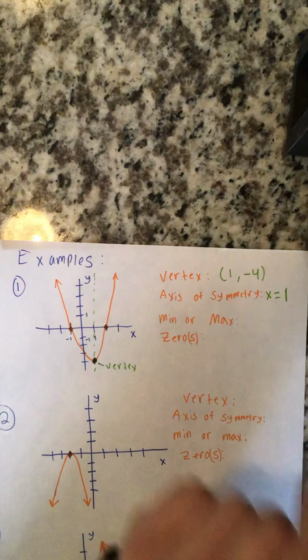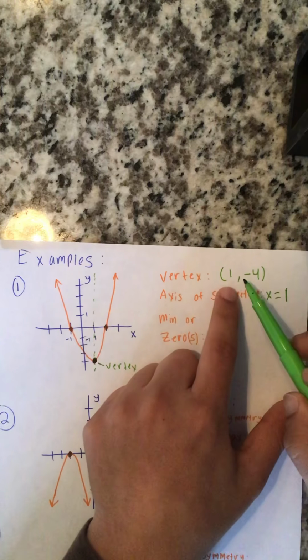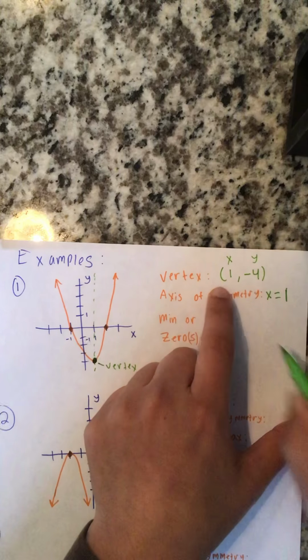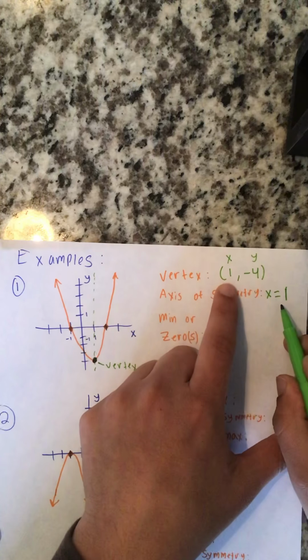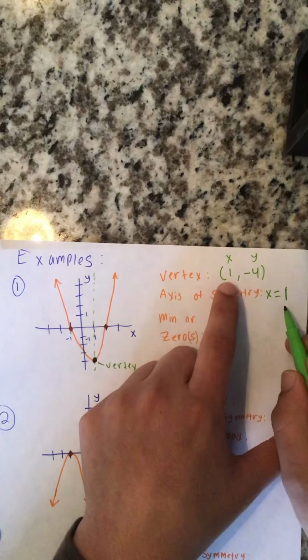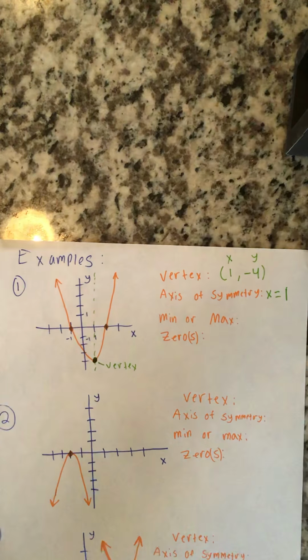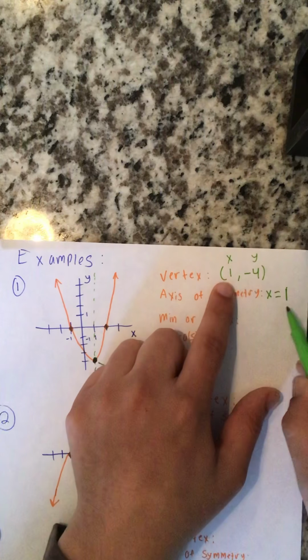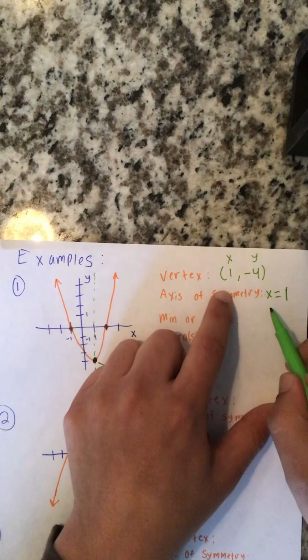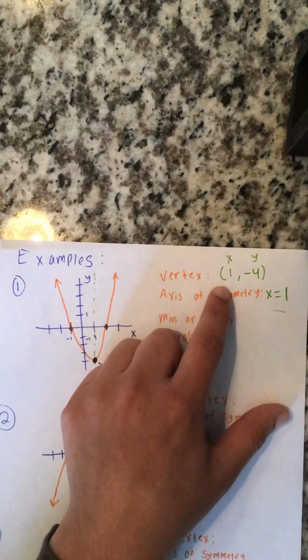So if you look at my vertex, see how I have a 1 in the x value, okay? And my axis of symmetry is x equals 1. This relationship is always going to be true, okay? So if you can find your vertex, you can find the axis of symmetry really easily. It's just the x value, so x equals 1. That's it, okay?